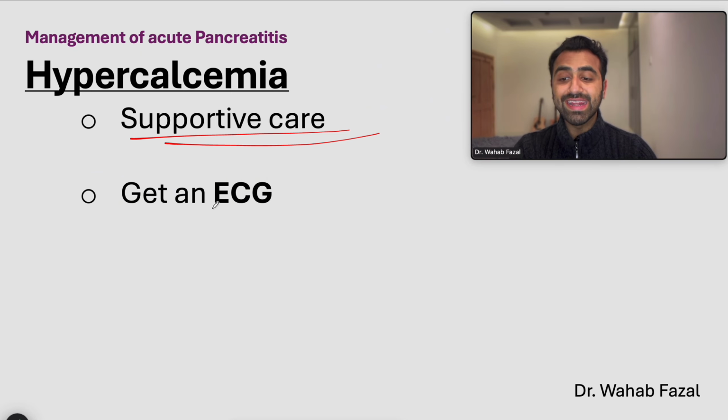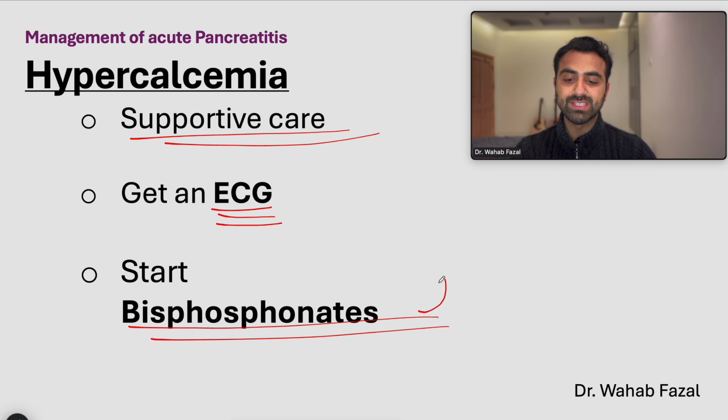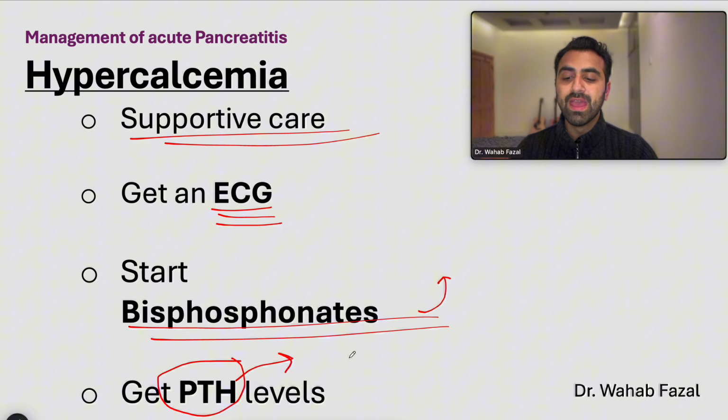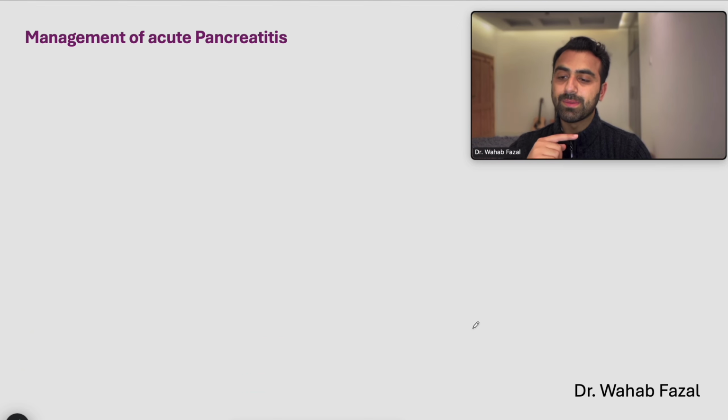And then you want to get an ECG, because if there's stuff wrong with calcium in your body, you might start having arrhythmias. You want to start this patient on bisphosphonates, which is the treatment for hypercalcemia. And then you want to get the PTH levels. You want to see why is the amount of calcium in this person's body high? And then you start them on the algorithm for trying to know why is this patient's calcium high. But we'll talk about that in some other day.